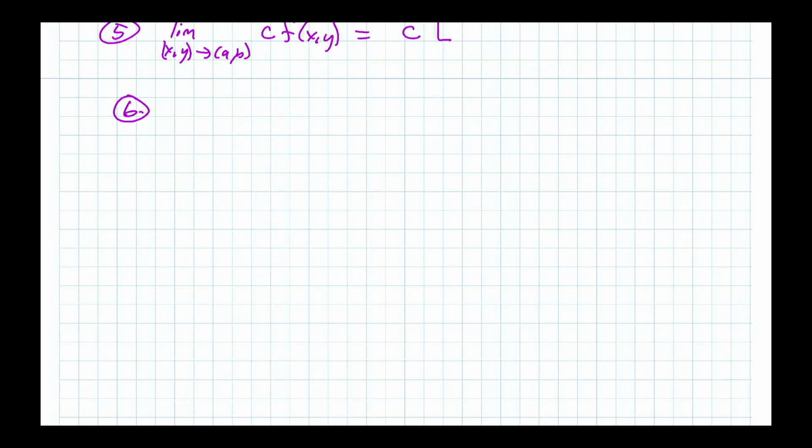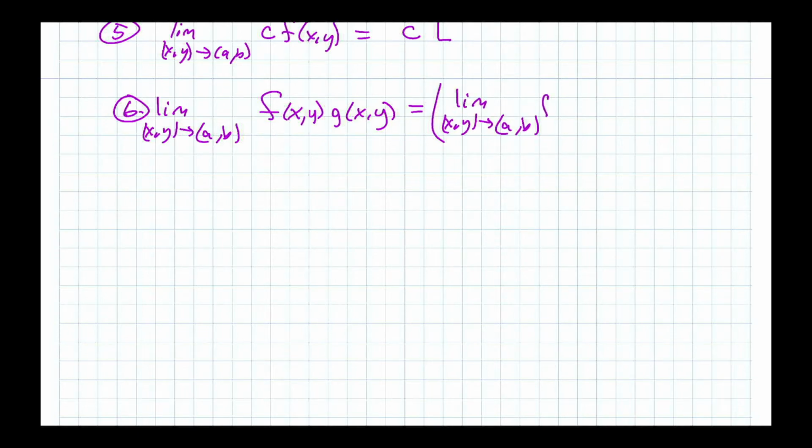Products. If you have the limit as x, y approaches a, b of two functions multiplied together. These aren't derivatives, so you don't have to do like the derivative product rule, right? If you do this limit, then that's the same thing as doing the limit of f and then the limit of g, and the limit of f is L, and the limit of g is M.